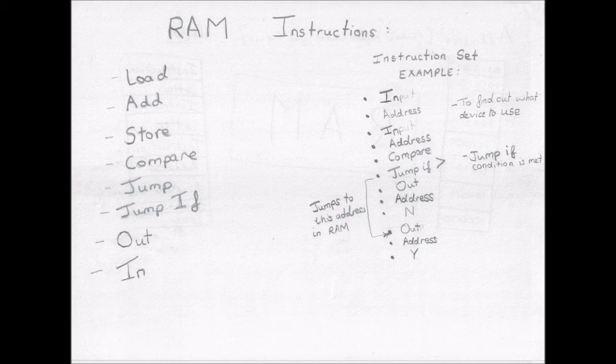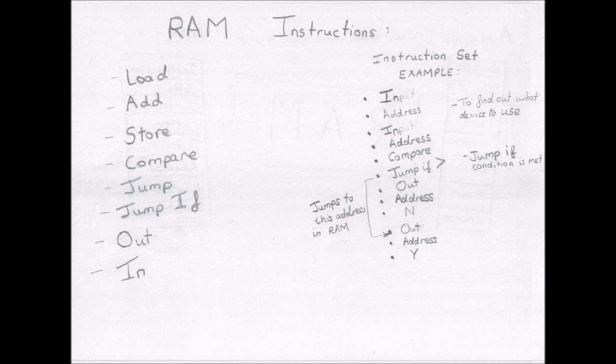The load instruction. This loads something from RAM into the CPU. The add instruction. This is used to add numbers together. The store instruction. This saves a number in the CPU to RAM. The compare instruction. This compares numbers in the RAM. The jump instruction. This jumps to another address in the RAM.